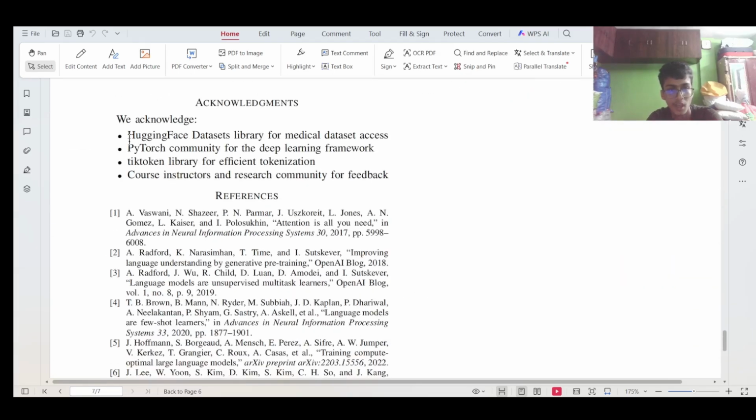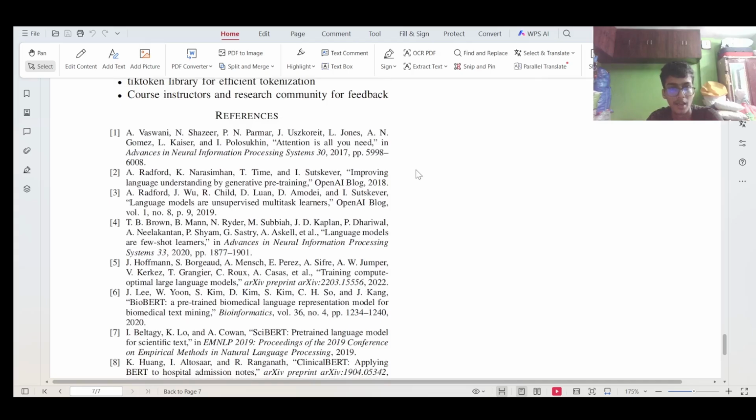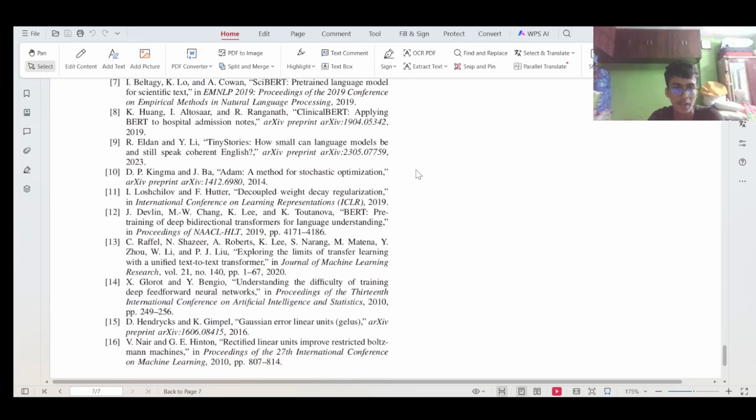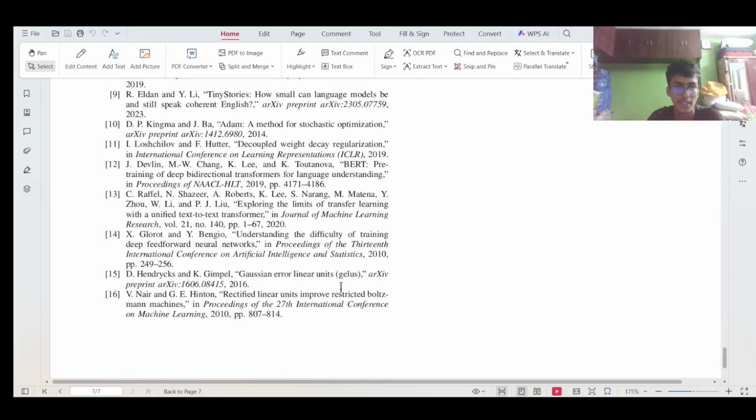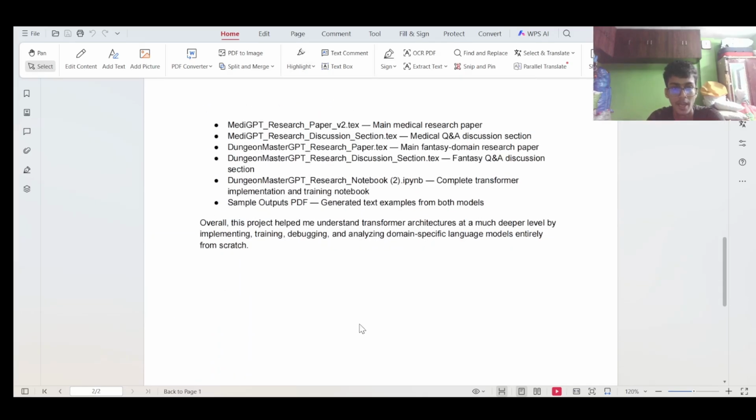Acknowledgement to the Hugging Face dataset, then the PyTorch community for the deep learning framework, and TikToken for tokenization, and course instruction from Vijay for the guidance. So that's it from my side. I think this is the overview, and I have shown you today the MediGPT research paper.